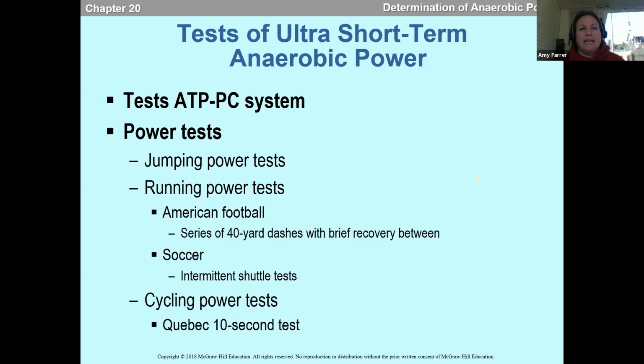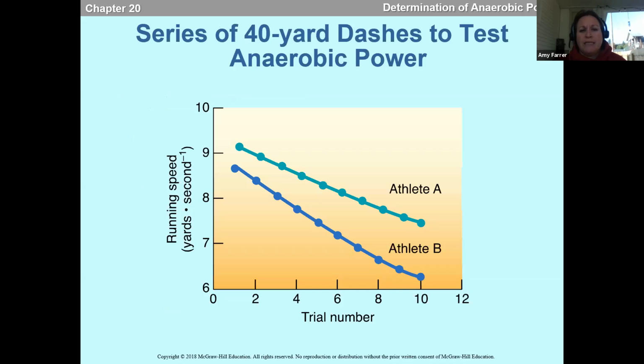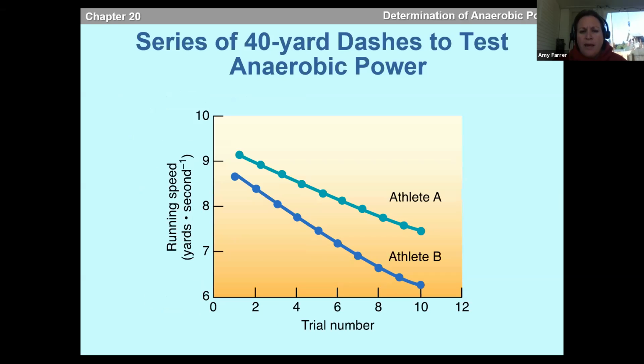So if we're looking at this ATP-PC system, what things can we look at? Jumping power tests, running power tests, a series of 40-yard dashes with brief recovery. Soccer is going to have some intermittent shuttle tests. There's a cycling power test, the 10-second test. Some of those are videos that you can look at in the chapter and really give you an idea of what's going on.